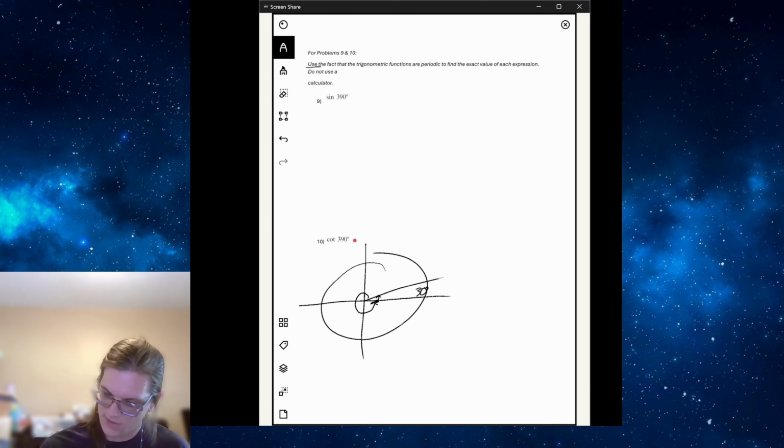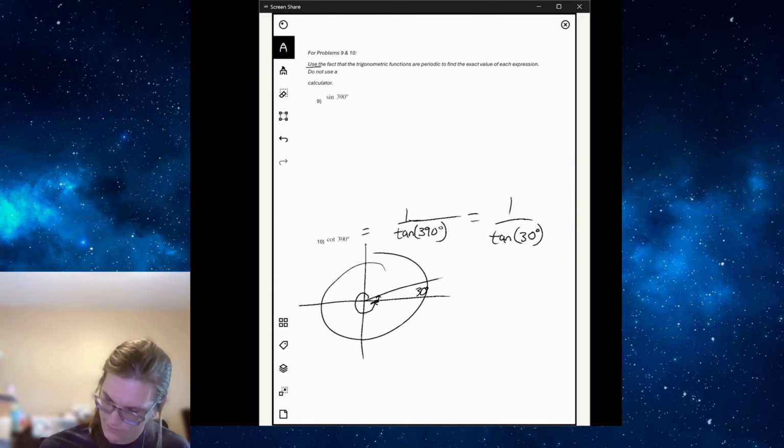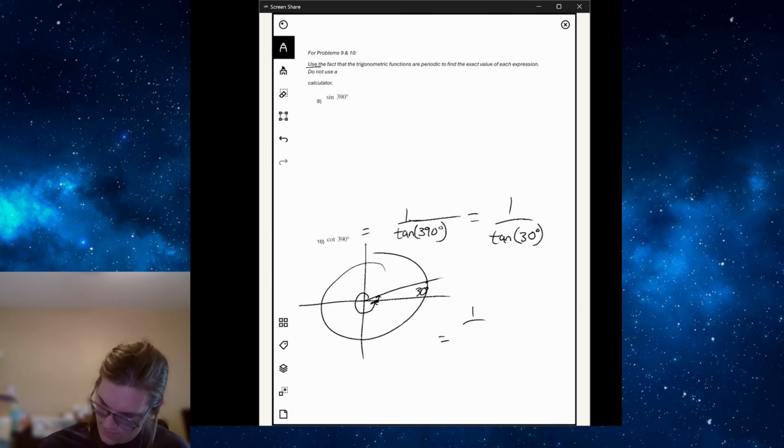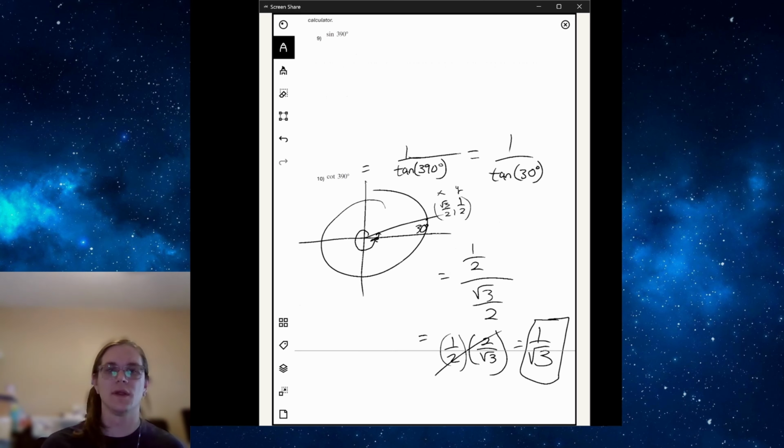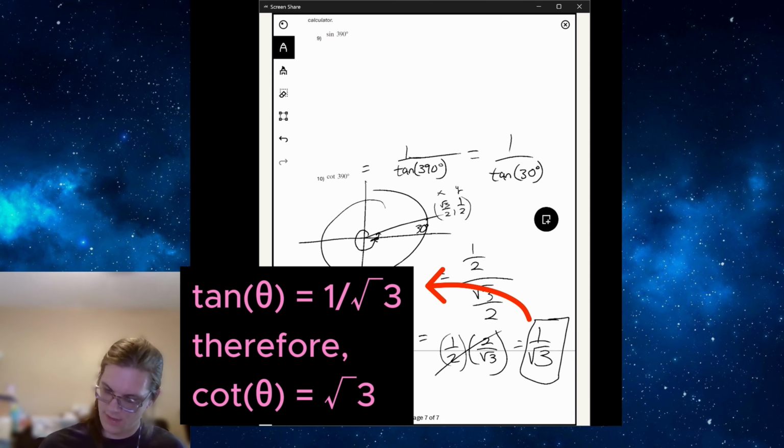The cotangent of 390 is 1 over the tangent of 390, which, as we just discussed, is 1 over the tangent of 30 degrees, which is the y over the x. So the y over the x is this, which is, here you go. Here I drew a box around 1 over root 3, but the final answer would be its reciprocal, cotangent, which is just root 3.